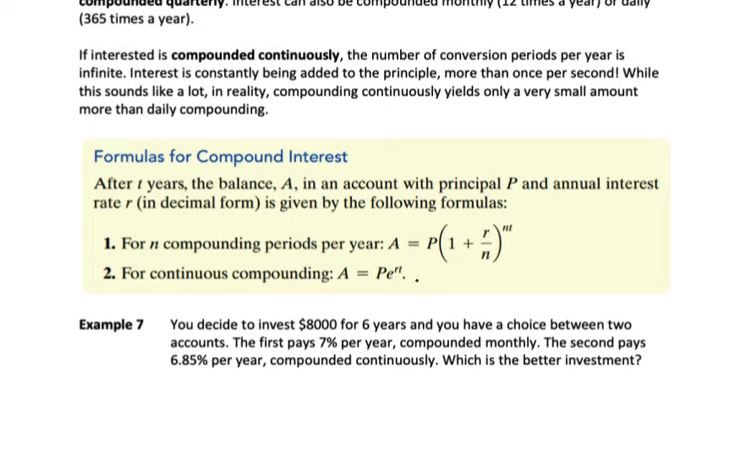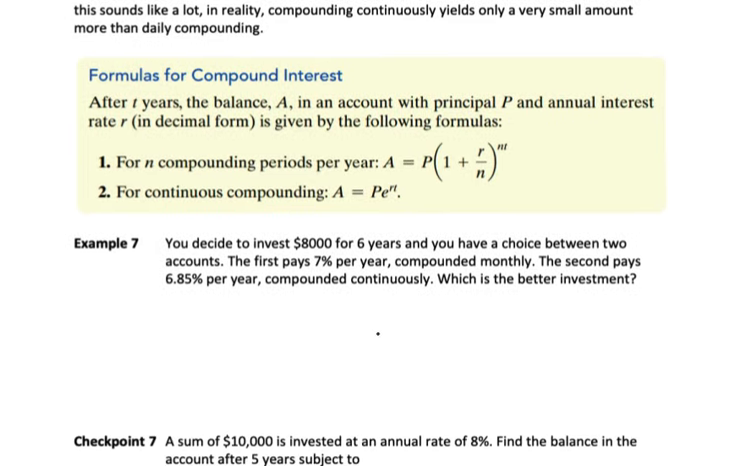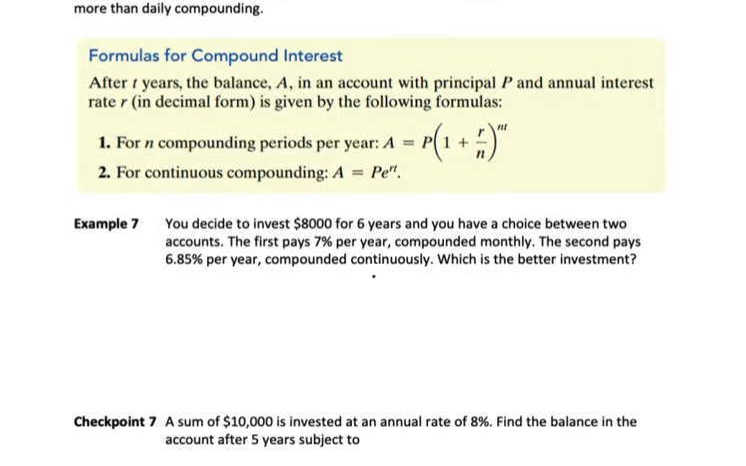So we're going to look at example 7 from the textbook. It says that you decide to invest $8,000 for 6 years, and you have a choice between two accounts. The first pays 7% per year compounded monthly, and the second pays 6.85% per year compounded continuously. Which is the better investment? So I'm going to identify some of my variables here. The amount that I'm investing, $8,000, is my principal P, and the time is 6 years.